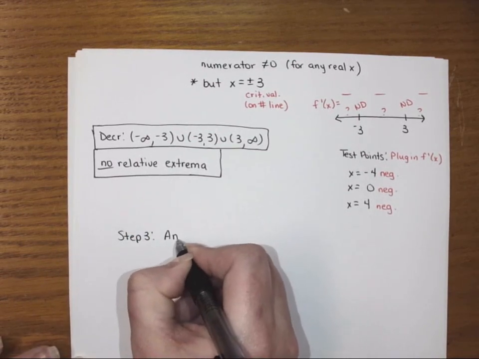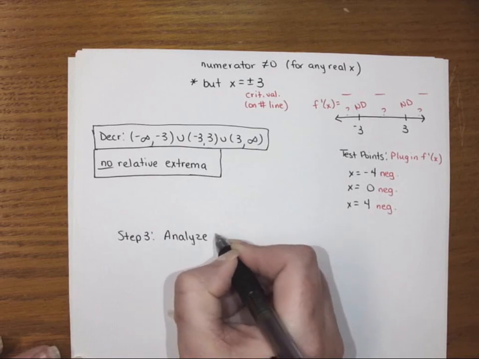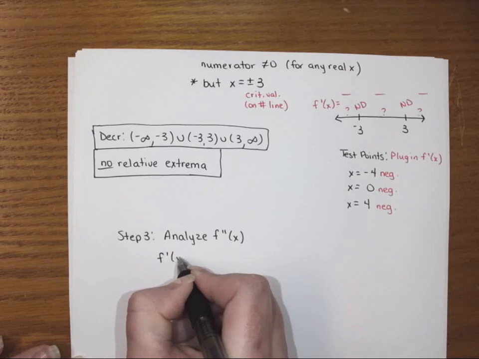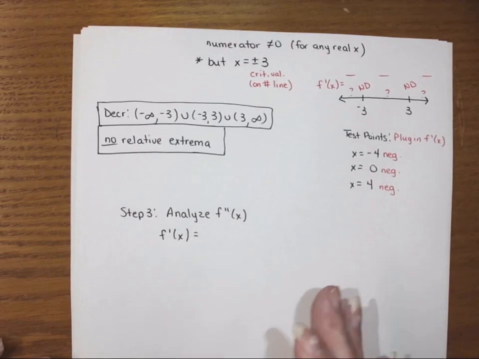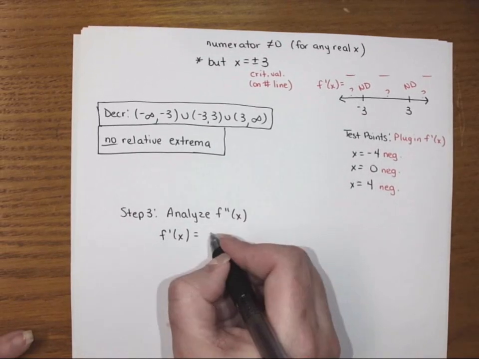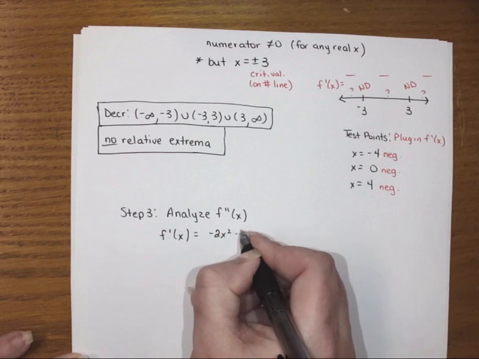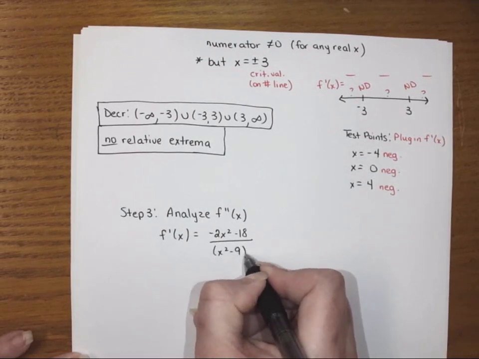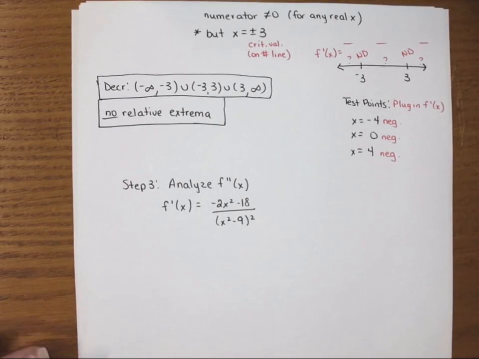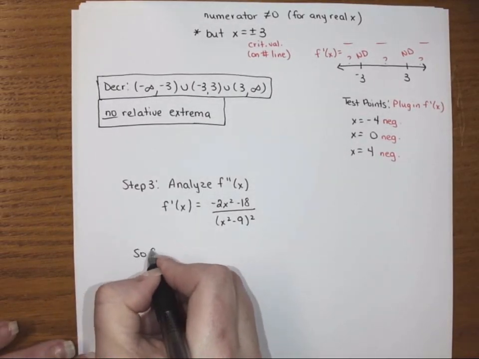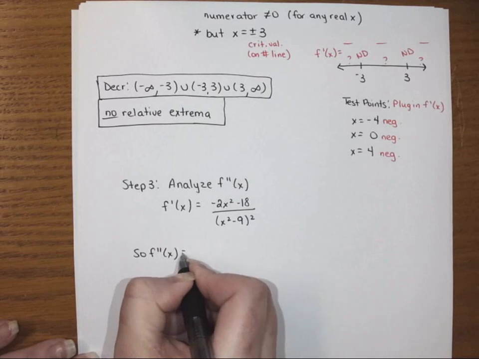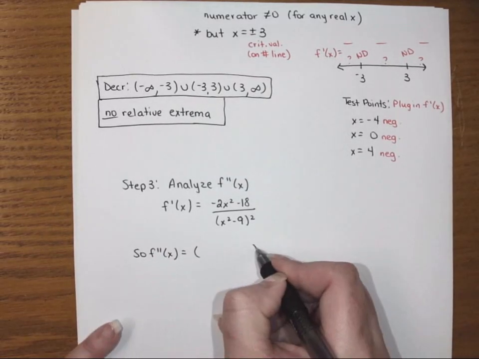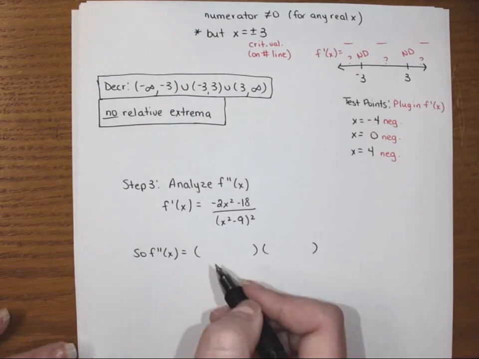Okay, so step 3 is to analyze the second derivative. Because it's not on screen anymore, let's write down what the first derivative is, because remember, I'm going to have to take the derivative of that to be able to figure the derivative another time. So here's the first derivative. So the second derivative, as much as we hate it, is going to require another quotient rule. Okay, so it's going to be bottom times derivative of the top. So let's just start there.